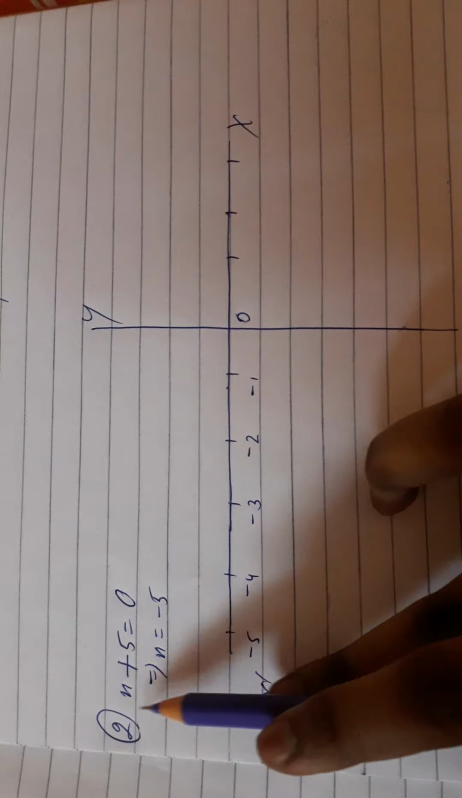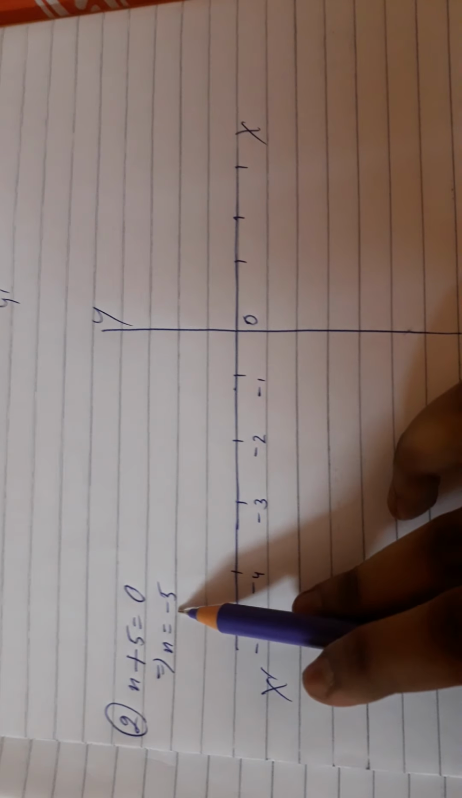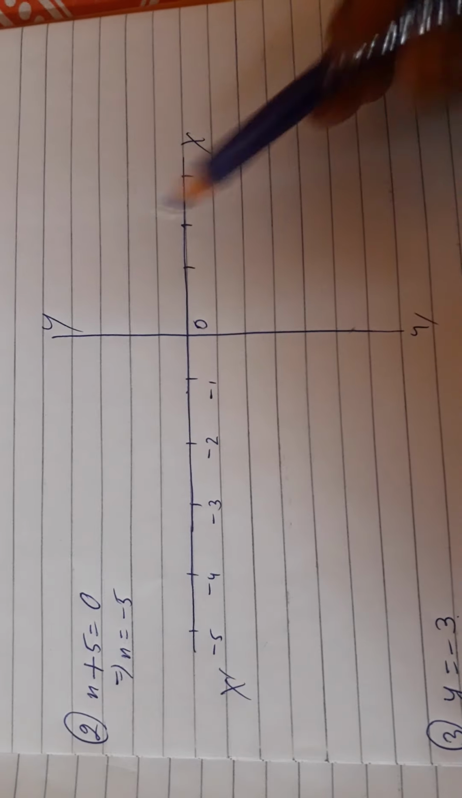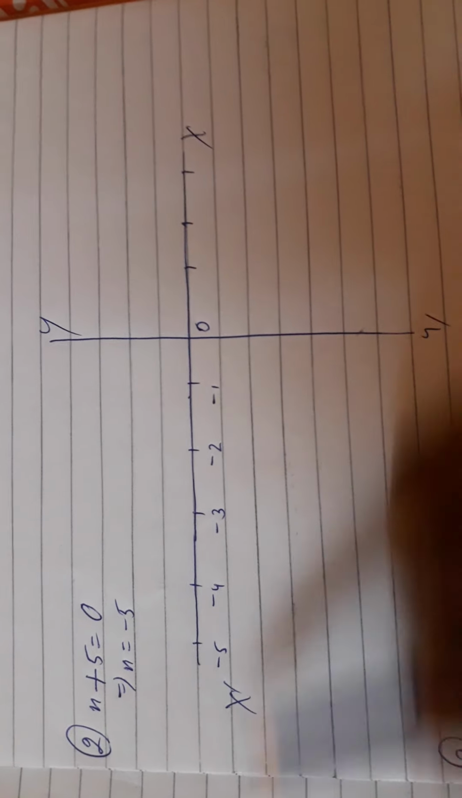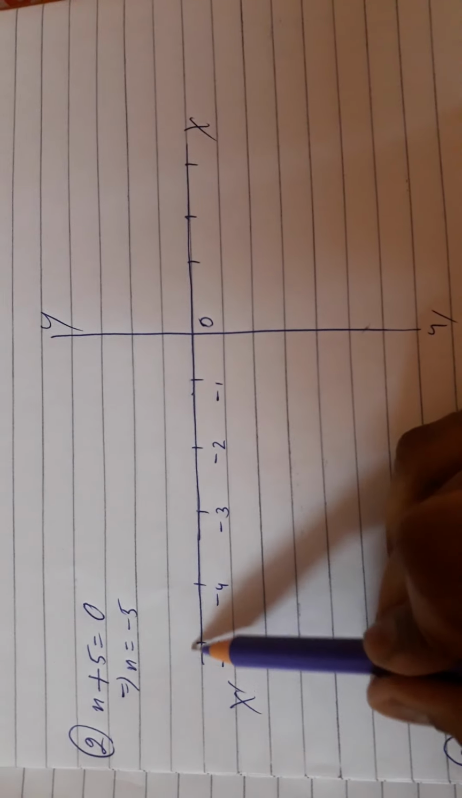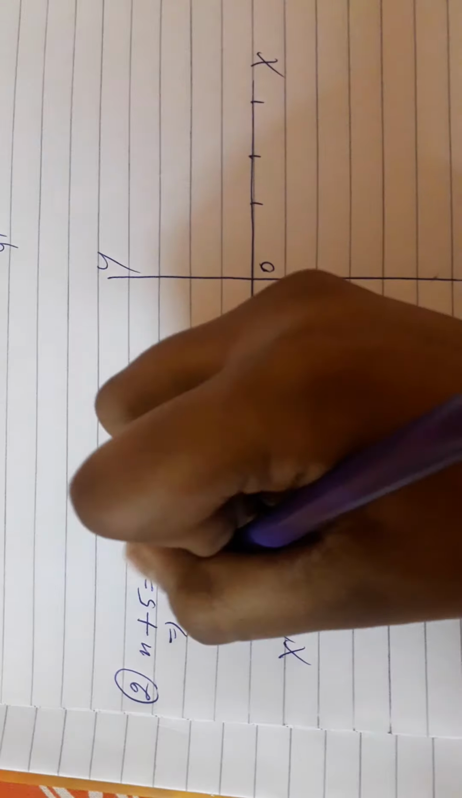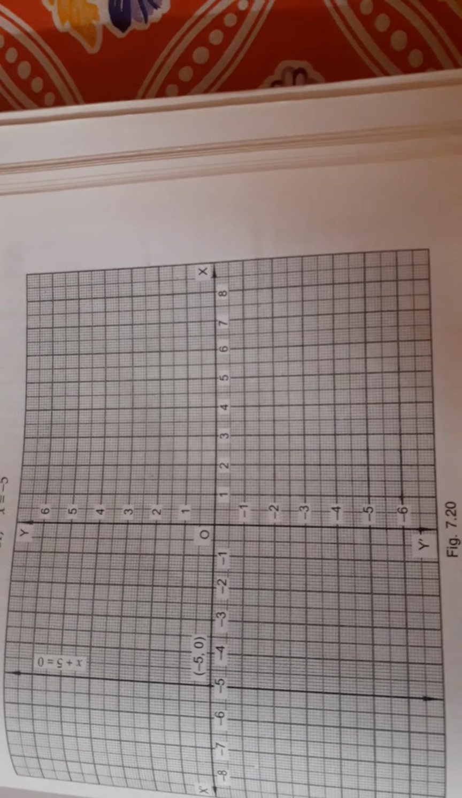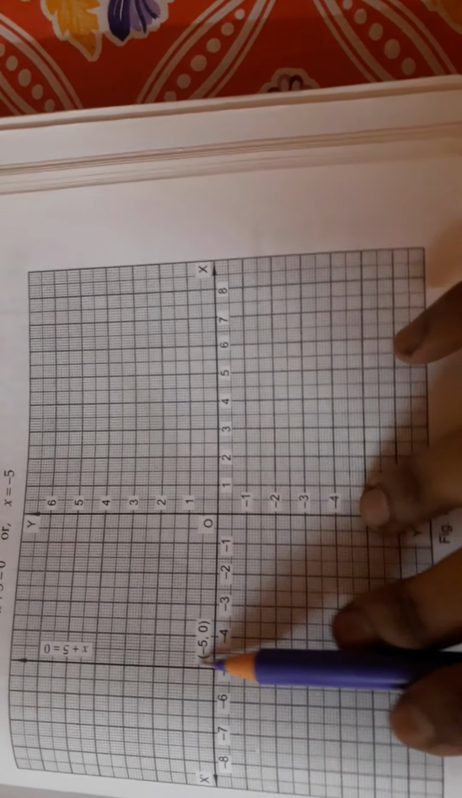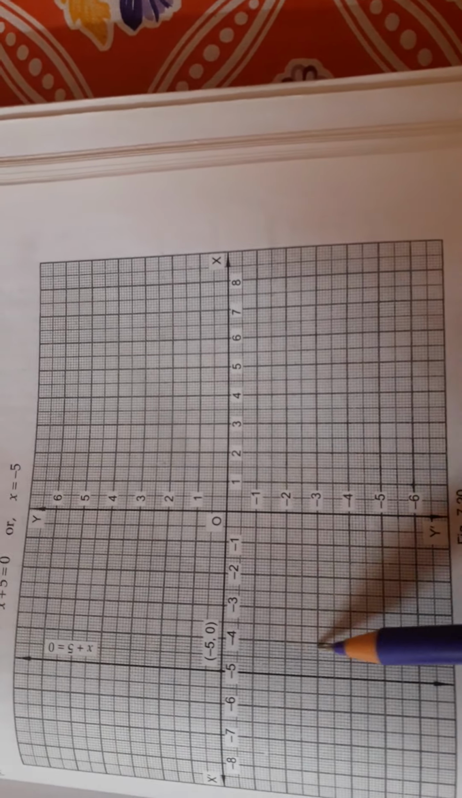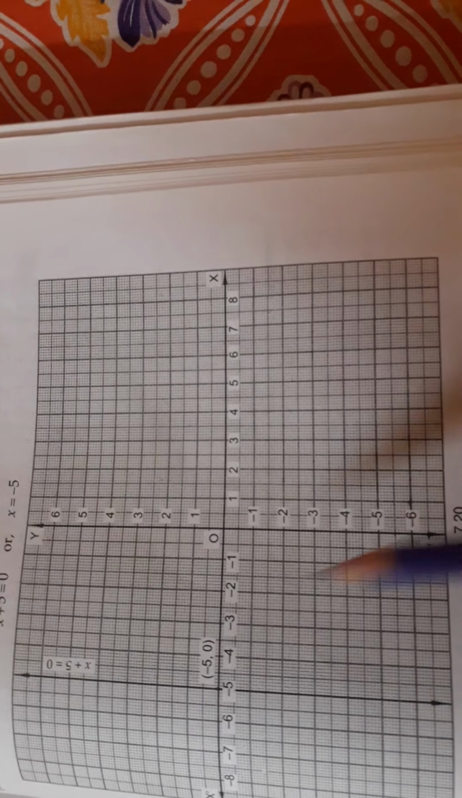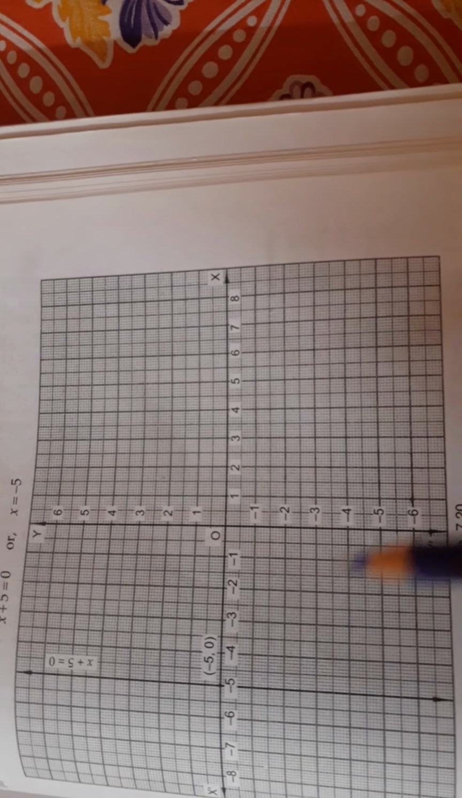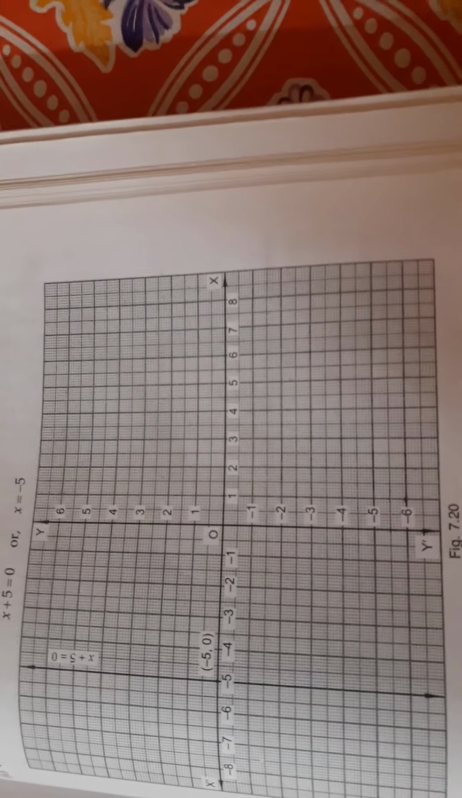In the same way, x plus 5 equals 0 means x equals minus 5. This is the x-axis, so here you have to find minus 5. Minus 5 is here. So draw a line parallel to the y-axis. Here x plus 5 equals 0, draw a line parallel to the y-axis. Minus 5 comma 0 is the solution of this equation.